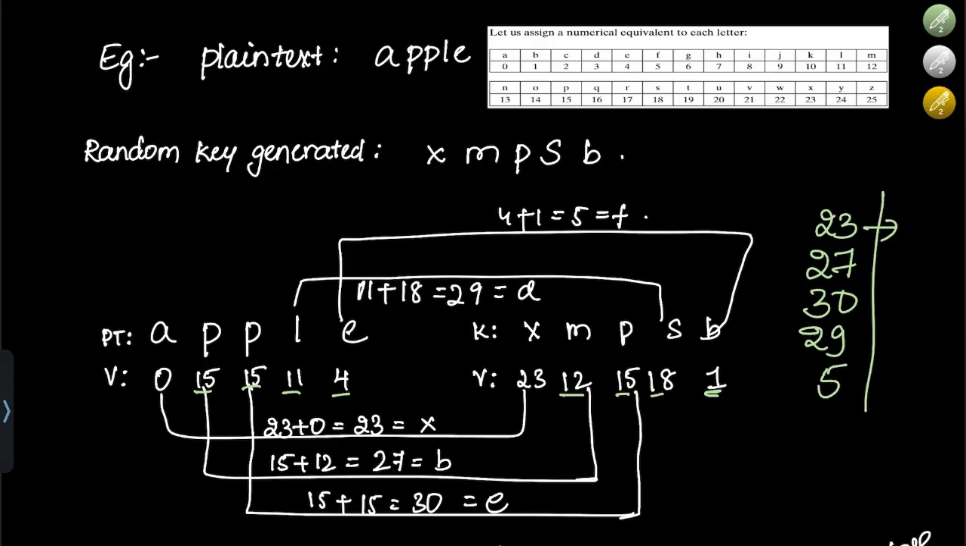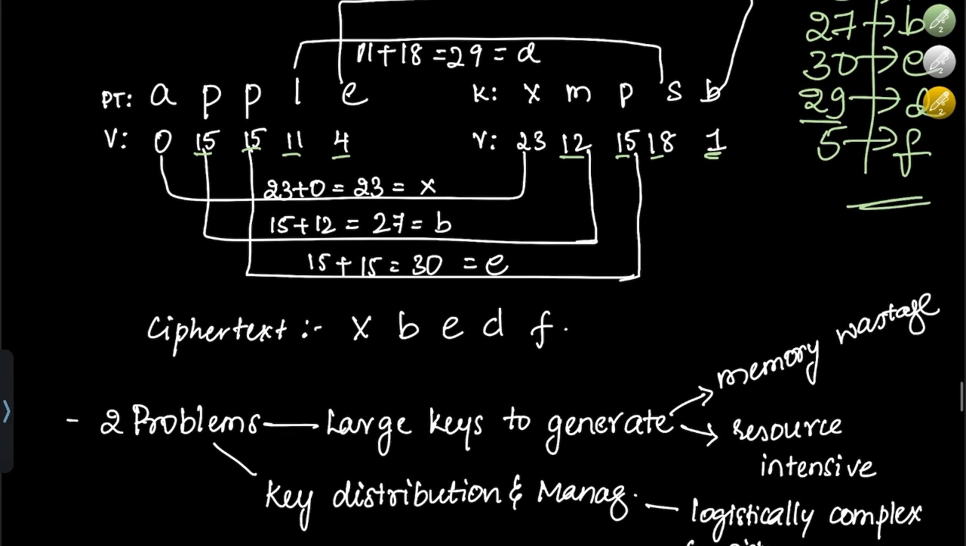Now that I have obtained these, I have to write the alphabetic equivalents. For 23, it is X. For 27, 27 is not there, right? Till 25 is there, then 26, 27, so I can take B here. Next, 30: 27, 28, 29, 30. This is E. Next I have 29: 25 was here, 26, 27, 28, 29, so it is D. Next, 5 is F. So this is how we get the ciphertext.